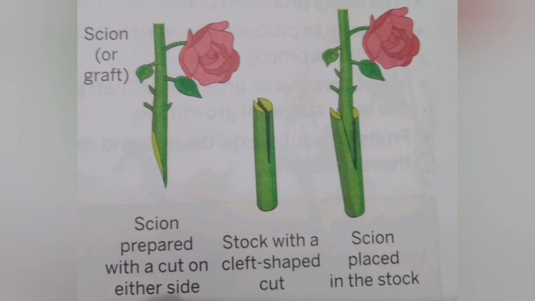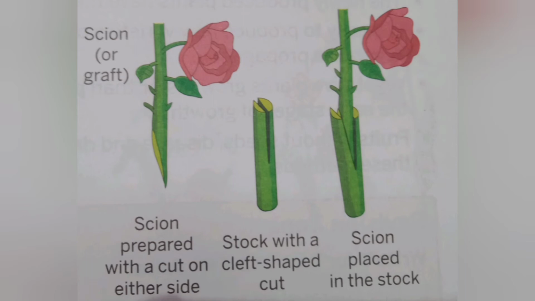Next is grafting. Grafting involves two plants of the same species. A stem cutting from one plant is inserted into a groove of the second plant, which is rooted to the ground. The cut part of the stem is called the scion. The second part to which the scion is attached is known as the stock. So we can attach it and grow a new plant. This is known as grafting.